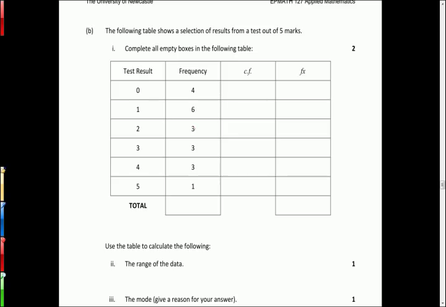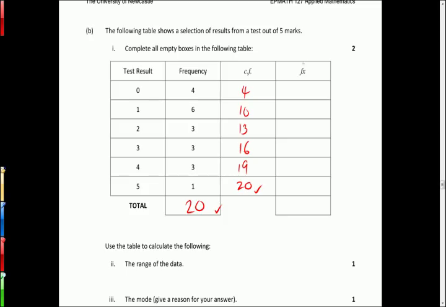10 plus 3 is 13, 16, 19, there are 20 results here. Let's fill in the CF column and the FX. Cumulative frequency, well, there's 4 scores so far, plus 6 more scores is 10, plus 3 more scores is 13, plus 3 more 16, plus 3 more 19, plus 1 more 20. There's a bit of a check. We should always finish on the same number as the total F.